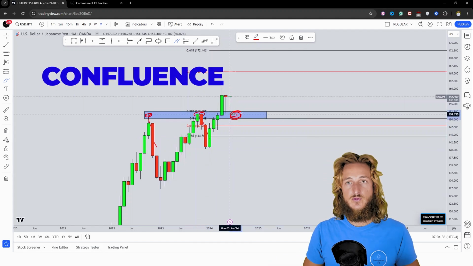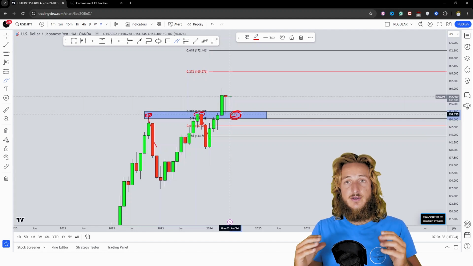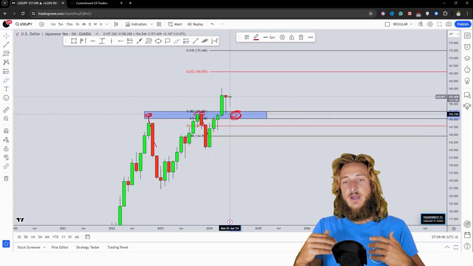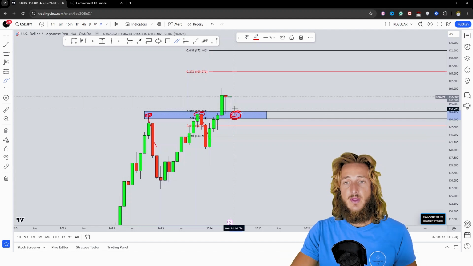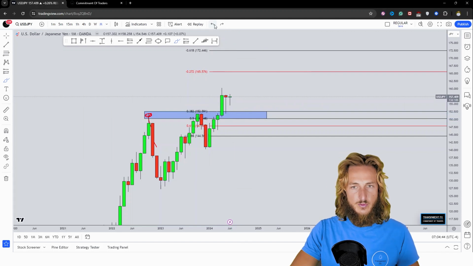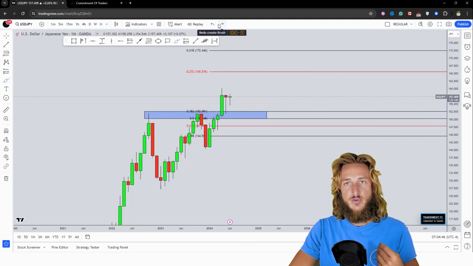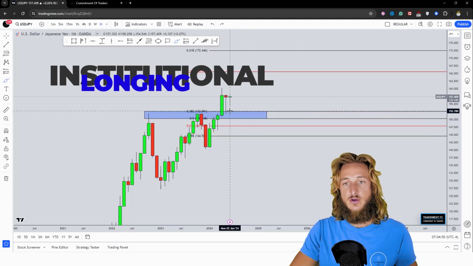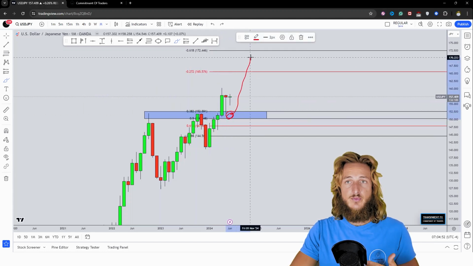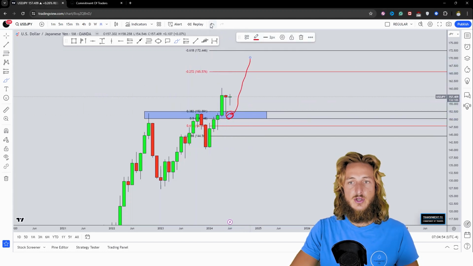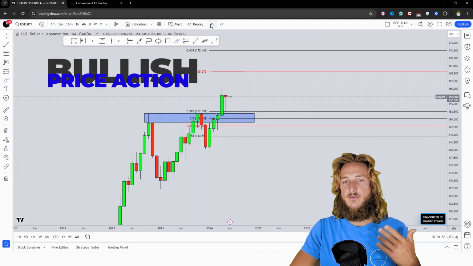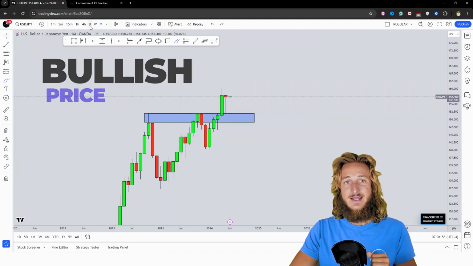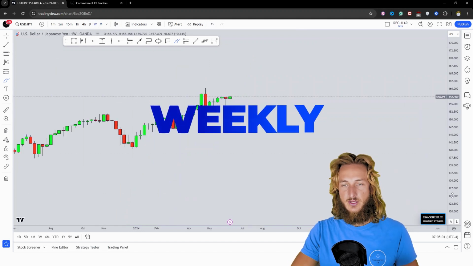Why confluence of support? Because we have multiple layers of support lining up in the same area of price. And when you have a confluence of support zone, you have an increased probability of getting institutional longing inside of that confluence of support, which at that point further increases the probabilities of a potential push higher away from the level. For now, let's keep that in mind and drop down on the weekly time frame.